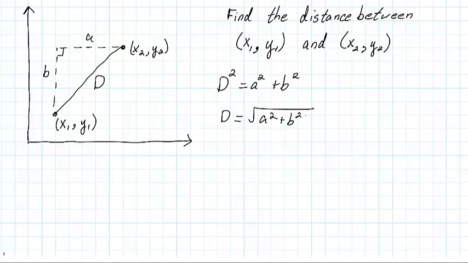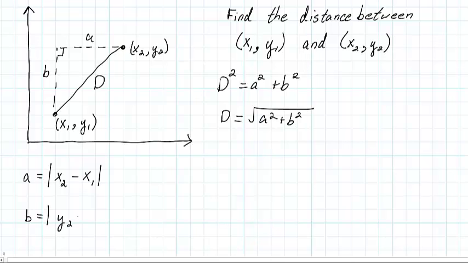So now that we have that, let's figure out what A and B are in terms of the variables we started with. A is the difference in the x values in absolute value. So it's the absolute value of x2 minus x1. And B is going to work the same way. It's going to be the absolute value of y2 minus y1.